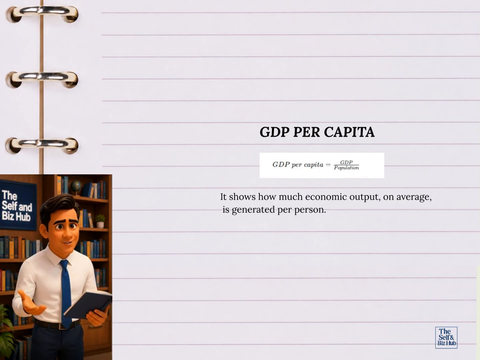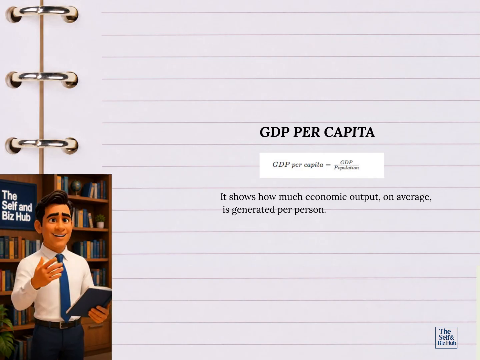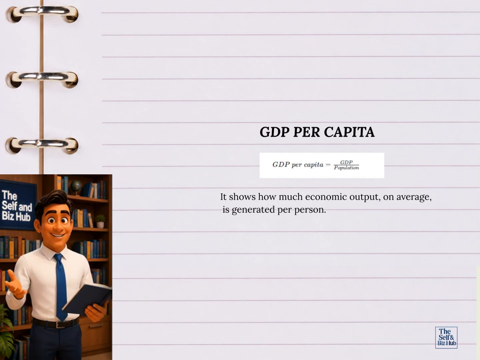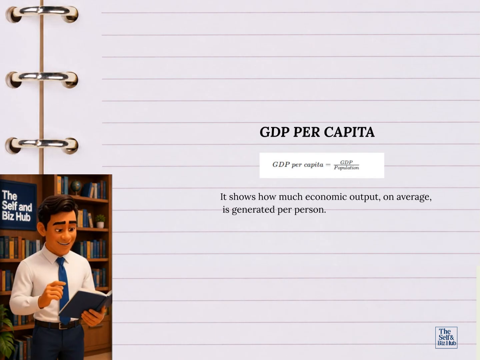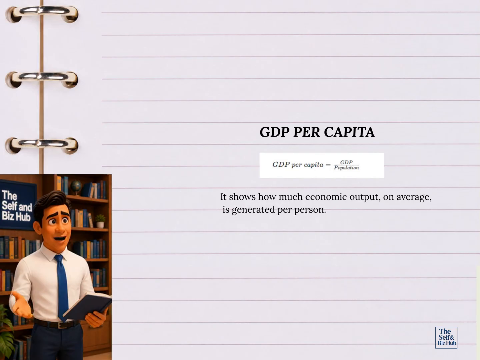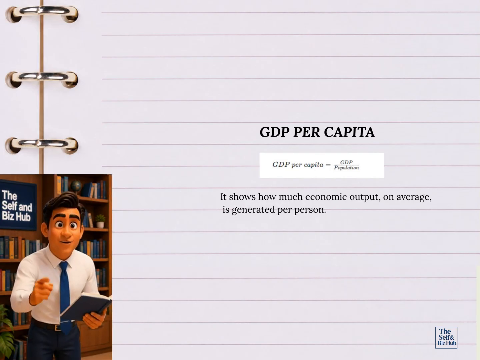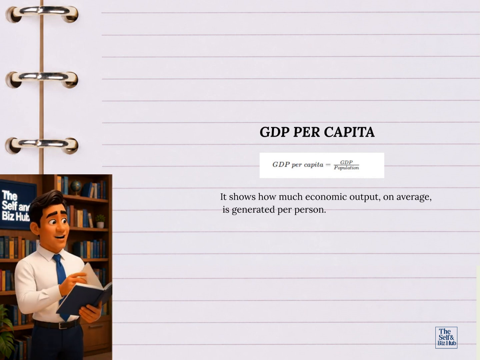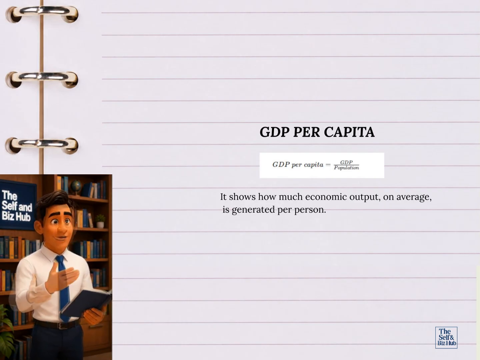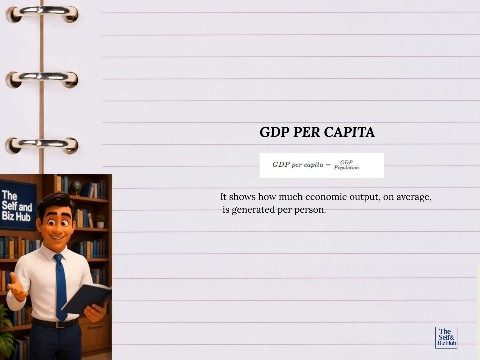Another important indicator is GDP per capita. It shows how much economic output, on average, is generated per person. This indicator is often used as an approximate measure of living standards, because a large economy does not always mean a high level of prosperity. For example, a country may have an enormous total GDP because it has a very large population. But if that GDP is divided among millions of people, the average income level may still be relatively low. That is why GDP per capita often gives a better picture of the difference between rich and poor countries.